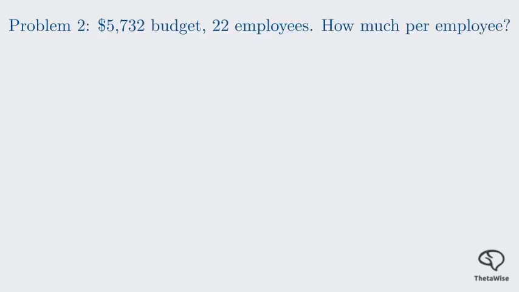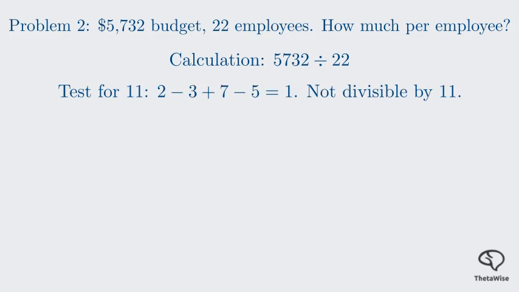Here, we need to divide the total budget, $5,732, by the number of employees, 22. We need to calculate 5,732 divided by 22. Let's use our divisibility test for 11 first. Is 5,732 divisible by 11? 2 minus 3 plus 7 minus 5 equals 1. No, it's not. So we'll have a decimal. The test for 11 shows it's not divisible.